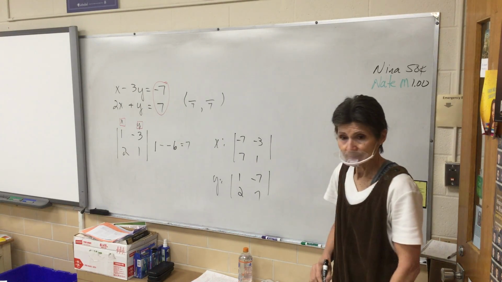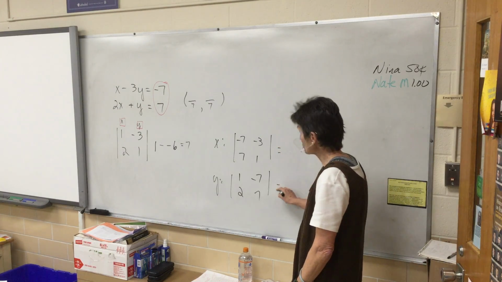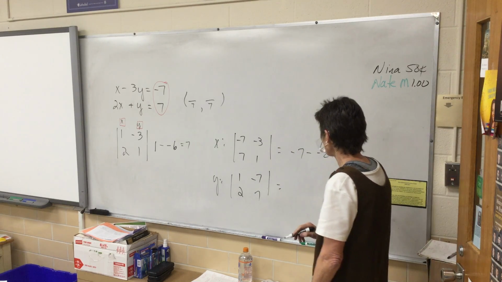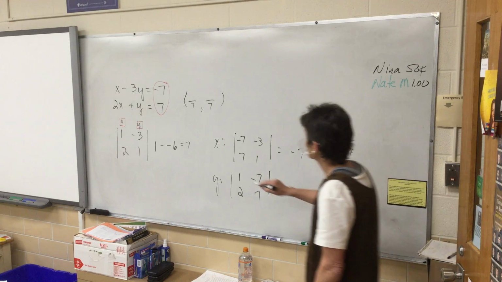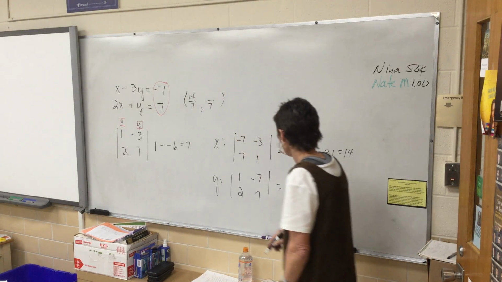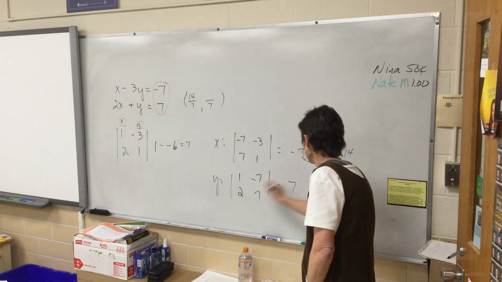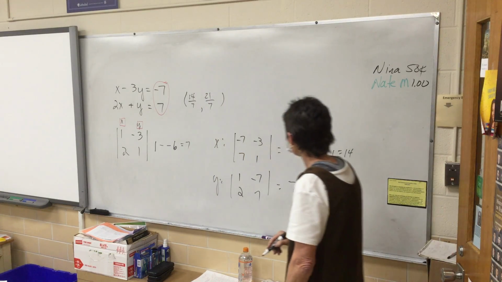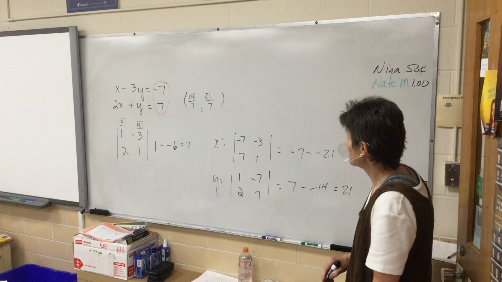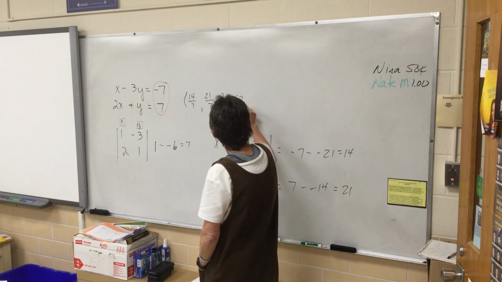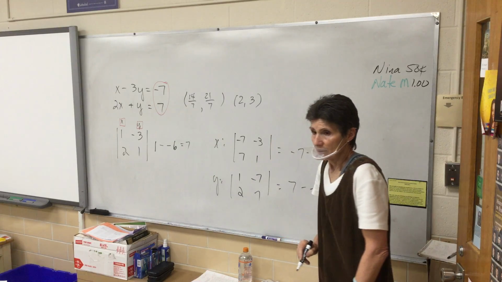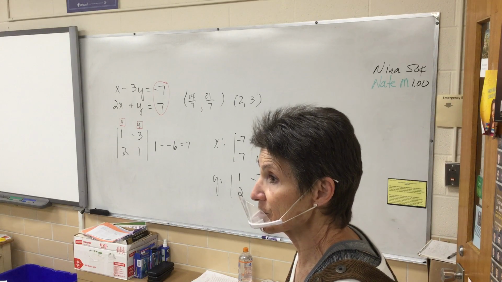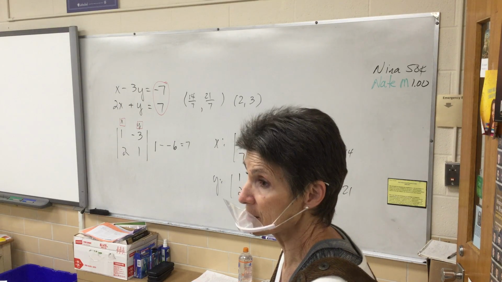All right, Ellie, you remember that? Looking familiar? Okay, so now I evaluate these just like I did that one. So negative 7, negative 21, subtract, I get 14. 7, negative 14, subtract, I get 21. So the answer to the problem is 2, 3. Because I always want to reduce, simplify, before I write down my final answer. Okay, good, good, good. Who else?